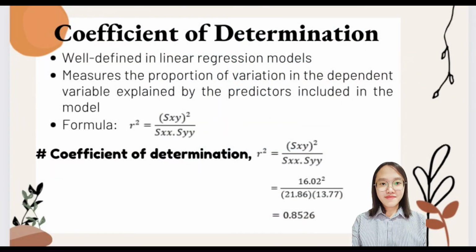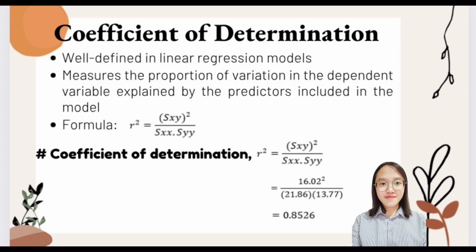Now, I will talk about the coefficient of determination. The coefficient of determination is well defined in the linear regression model. It measures the proportion of variation in the dependent variable explained by the predictors included in the model. The formula is r squared equal to Sxy squared divided by Sxx times Syy. Sxy is the sum of the product of the difference between x and its mean and the difference between y and its mean. Sxx is the sum of squares of the variable x, and Syy is the sum of squares of the variable y.